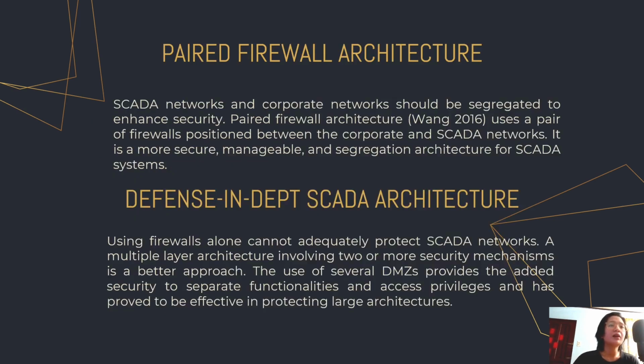Paired firewall architecture. SCADA networks and corporate networks should be segregated to enhance security. Paired firewall architecture by Wang 2016 uses a pair of firewalls positioned between the corporate and SCADA networks. It is a more secure, manageable, and segregated architecture for SCADA systems.